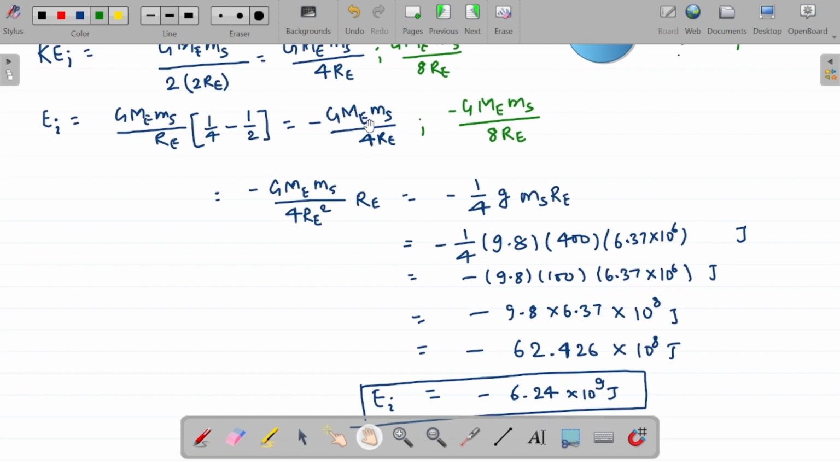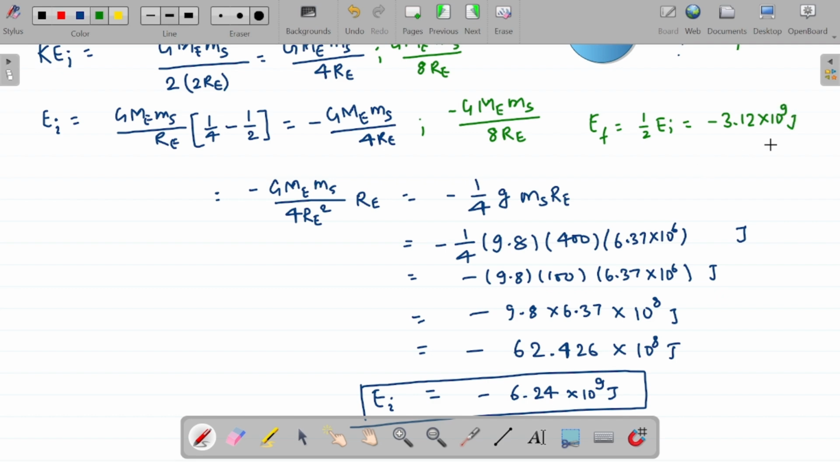Look, minus G ME MS by 4 RE, we have obtained this much. So, this is nothing but half of this value. So, the final total energy, let's say EF, is half of this value, which means this is 1 by 2 of the initial total energy, and it will be minus 3.12 into 10 to the power 9 joule.